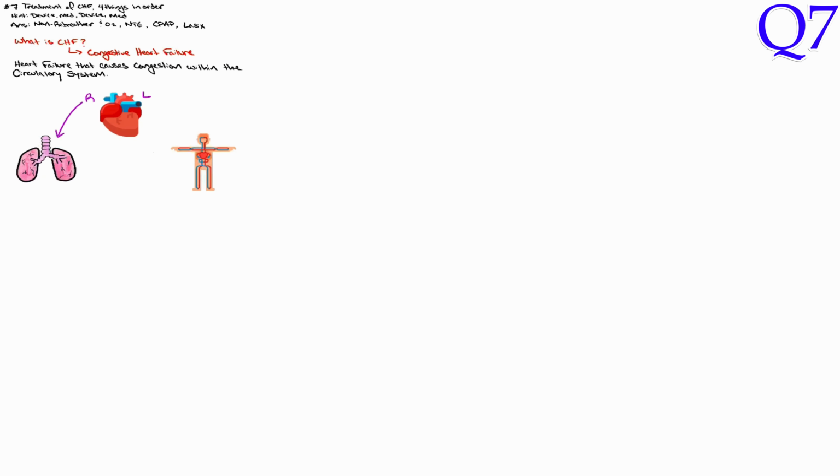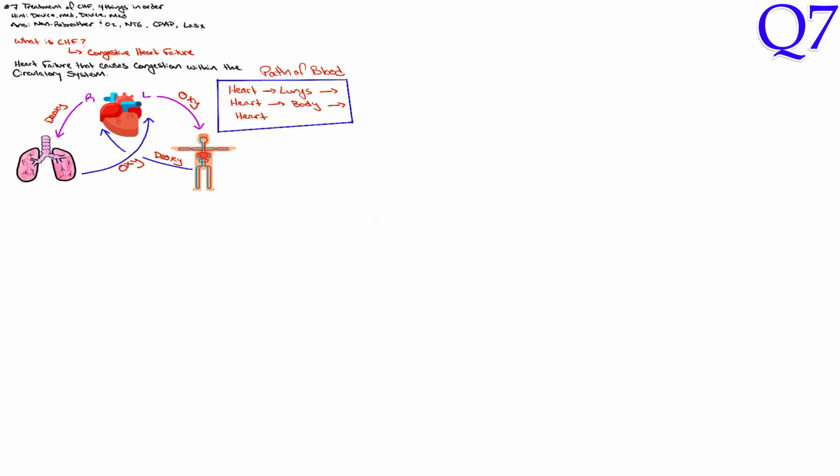So first, let's start off by defining what CHF is. Well, CHF is congestive heart failure. It's a type of heart failure which causes congestion within the circulatory system and in the lungs. So keep in mind that the right side of your heart pumps deoxygenated blood to your lungs so that it can become oxygenated and circle back to the left side of your heart where it's pumped out to the rest of your body. The path of blood is simply heart to lungs to heart to body to heart. And this is a continuous loop so that your body can be systemically perfused.